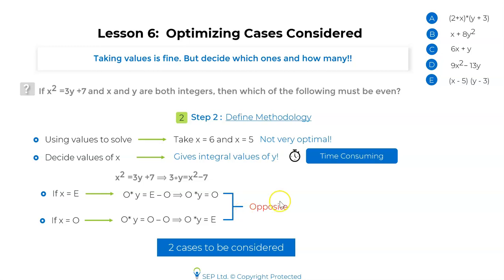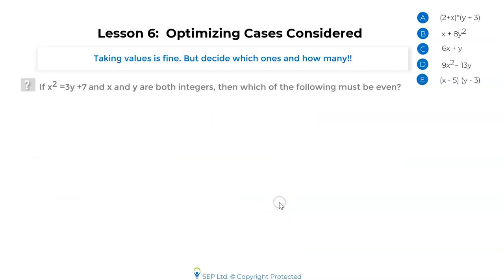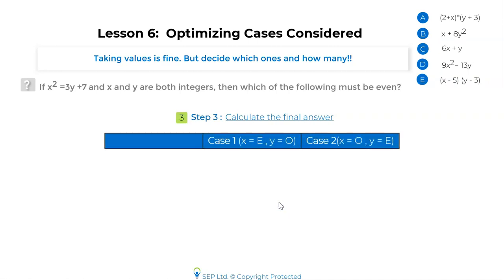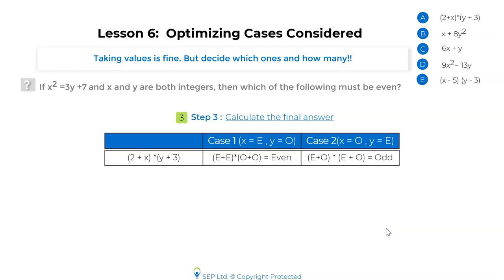Okay, now with this in mind, that there are only two possible values, I need to consider two cases. When x is even, y is odd, and when x is odd, y is even. And I need to take each option one by one and see in which case am I getting even in both the scenarios.